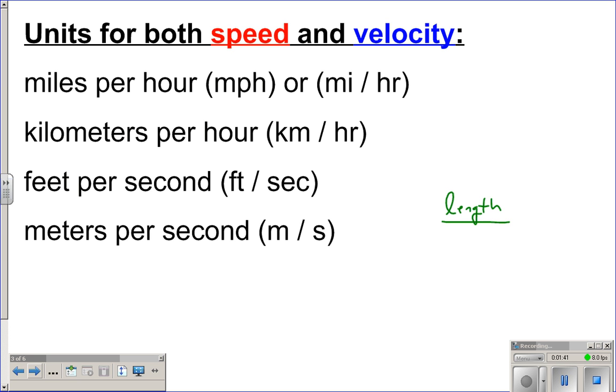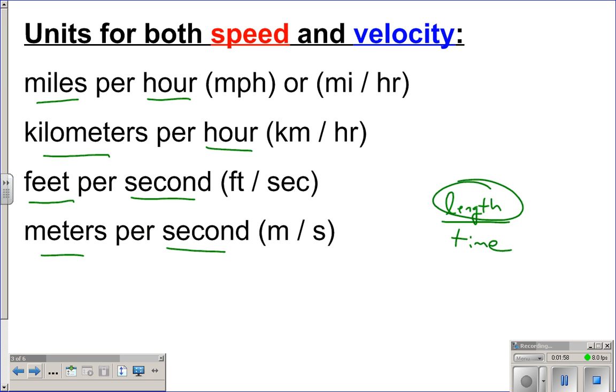per unit of time. All right, so there's a whole bunch of options. You could have miles per hour, kilometers per hour, feet per second, meters per second. All right, and all of these are kind of the same idea, because the faster you're going, the more units of length you will travel with every unit of time that goes by.